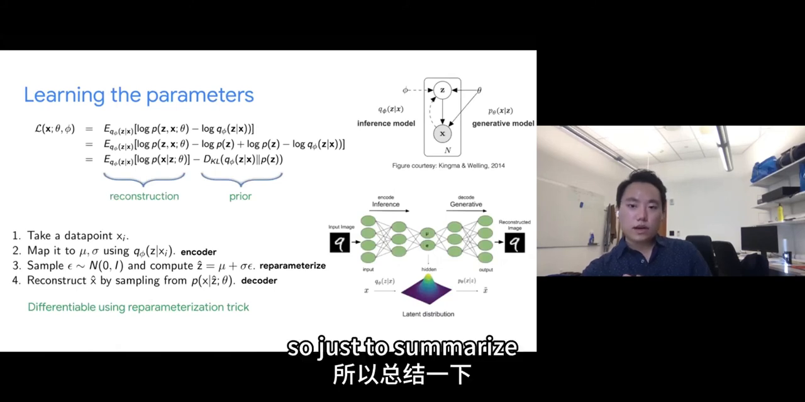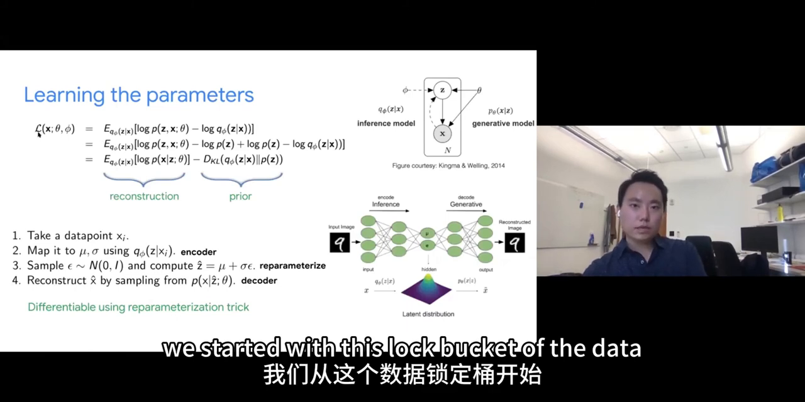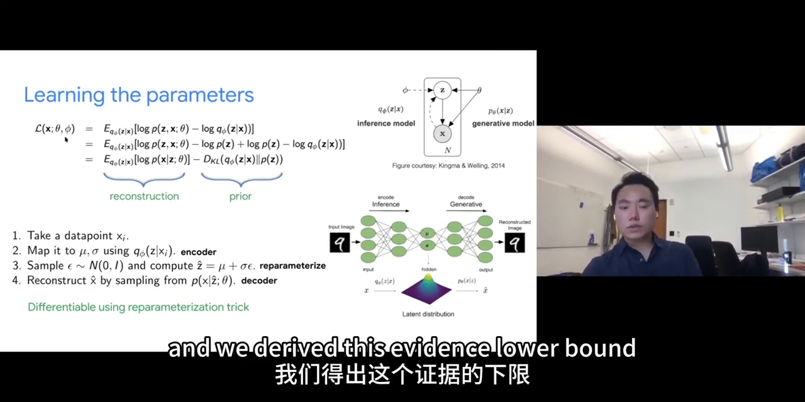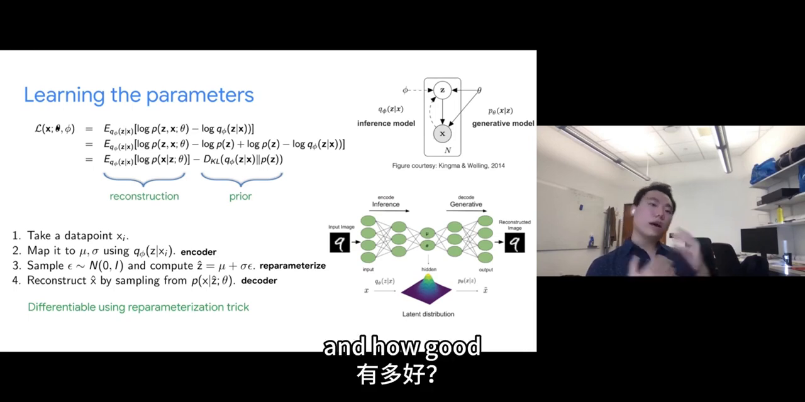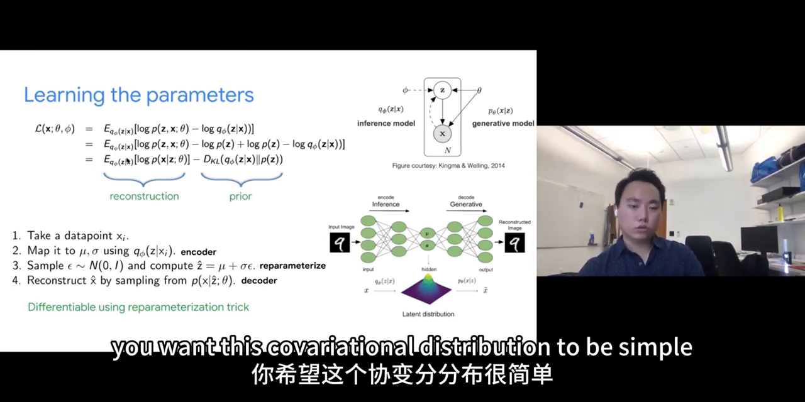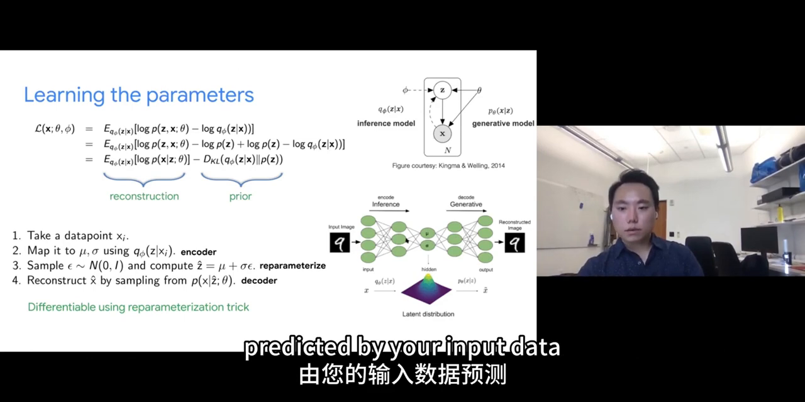So, just to summarize, we started with this log likelihood of the data. We saw that was not really tractable, and we derived this evidence lower bound, which is a lower bound to the actual true log likelihood of the data. And how good this lower bound was depends on this variational distribution that you chose. You want this variational distribution to be simple. In practice, they're usually Gaussians with mean and variance predicted by your input data.